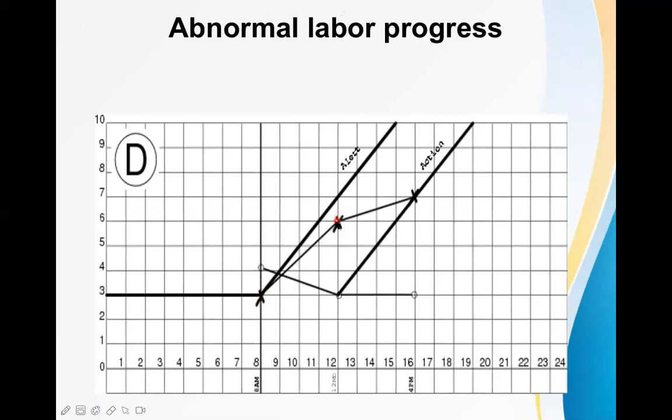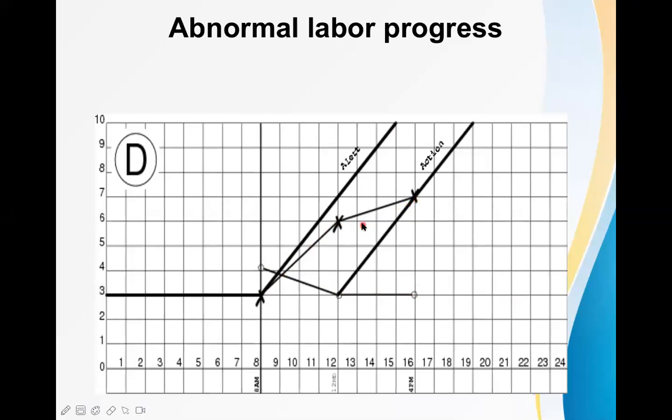This is the symbol of dilation of the cervix, and this is the symbol for fetal descent. Now this is the alert line. The alert line has already been crossed, so you are already worried. And see this, it has even crossed the action line. So this definitely means prolonged labor. Fetal descent is not satisfactory at all, and the cervical dilation is also not satisfactory in the active phase of labor.